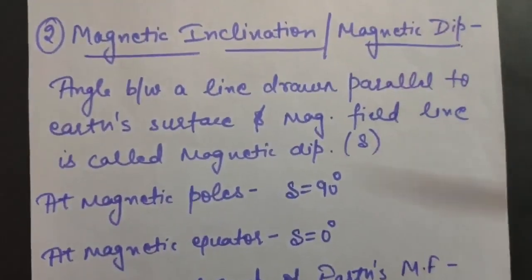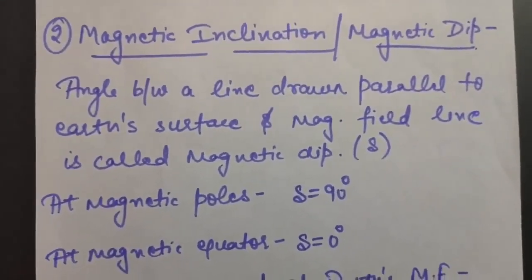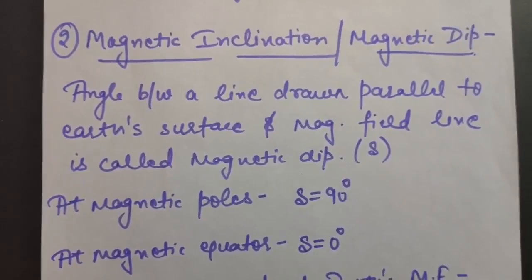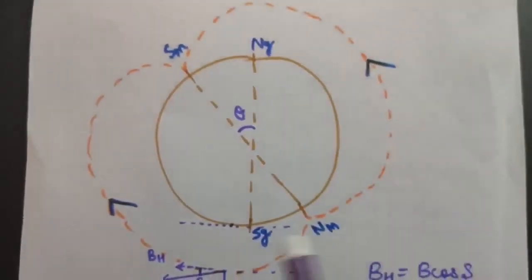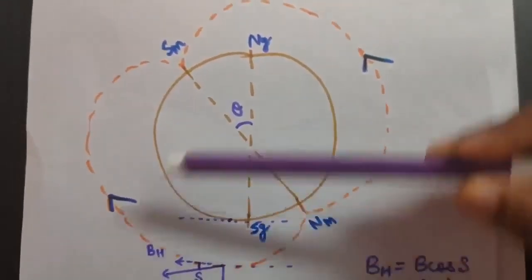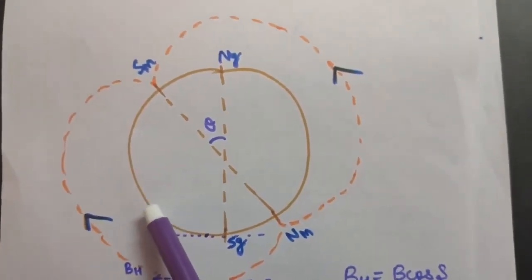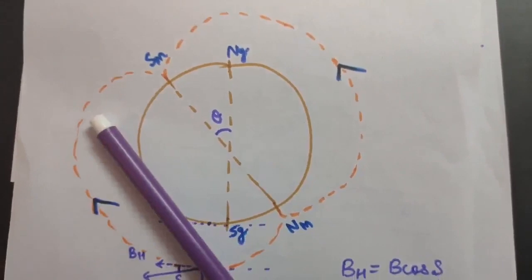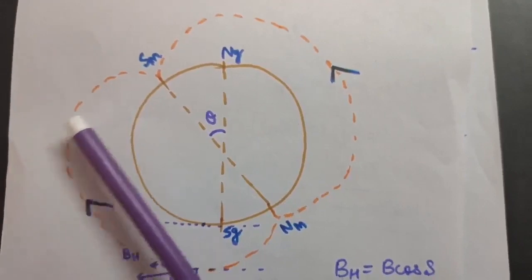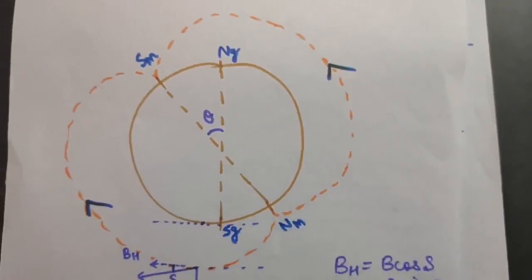Now if we talk about magnetic poles and magnetic equators, we will see what the value of del should be. At poles, del will be 90 degrees, and at the magnetic equator, del will be 0 degrees. Again, look at the diagram to see how it comes. This is the magnetic axis, or you can say these are the magnetic poles. Somewhere this line will be the magnetic equator. If you draw a line parallel to Earth's surface, this will be the line, and this will be the magnetic field line. So these two lines are parallel to each other at the equator. If they are parallel, the value of del at the magnetic equator will be 0 degrees.